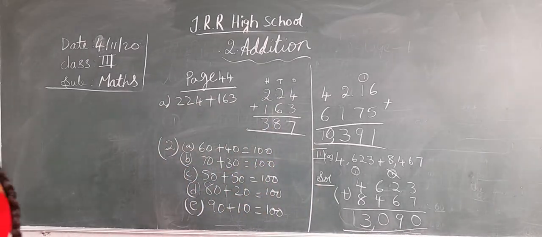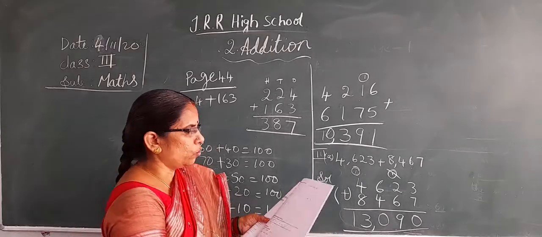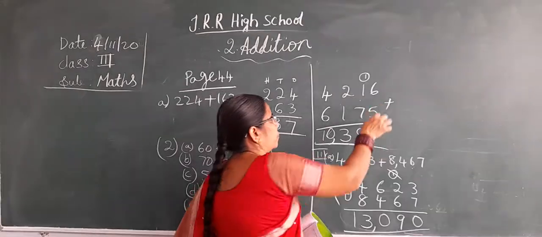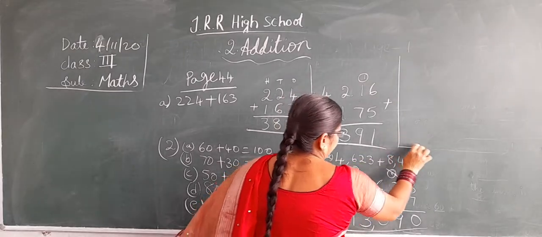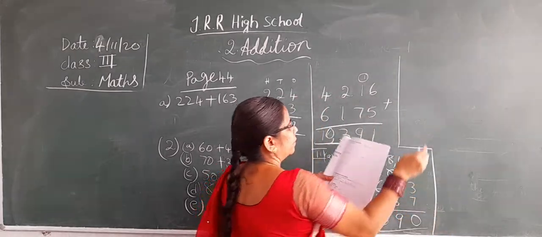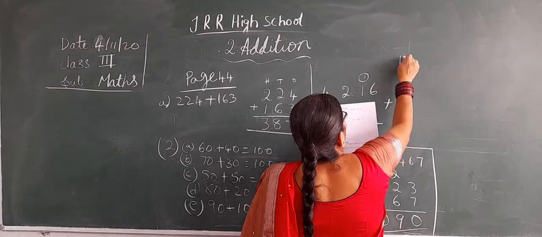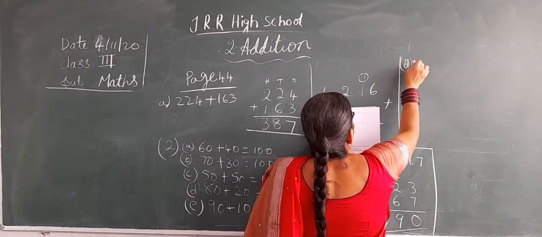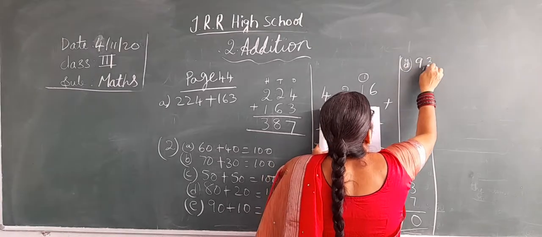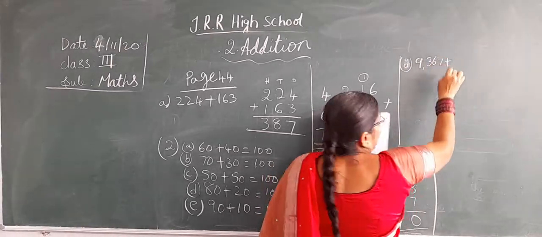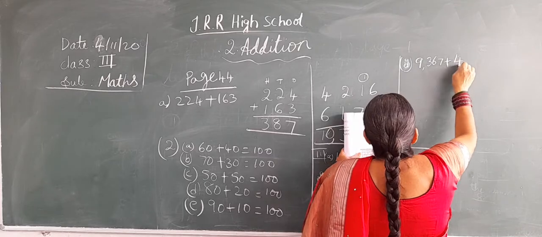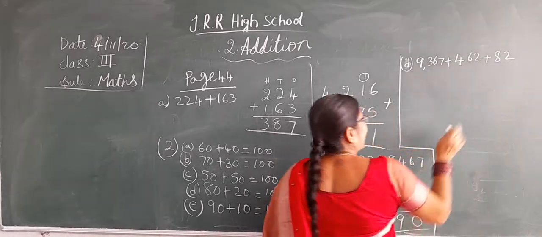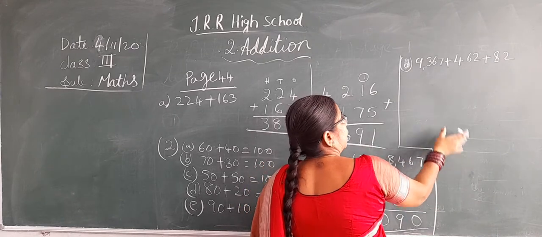Like that you write the numbers and do it. Suppose if 3 numbers are there, how to do it? That also I will tell you. Here, 9,367 plus 462 plus 82. If it is like this, there is a place in your book.